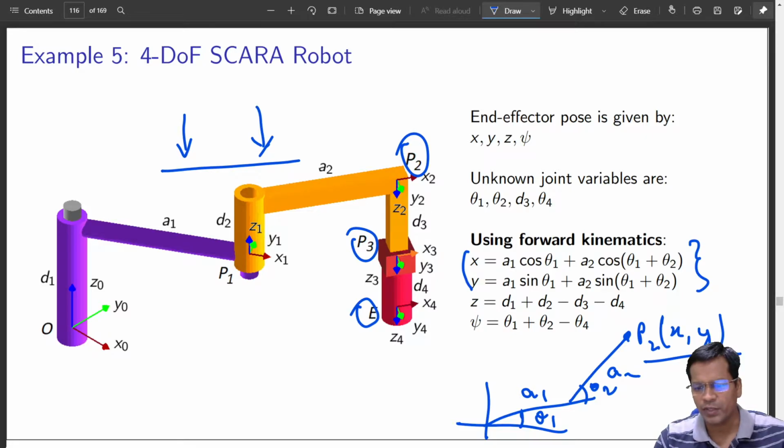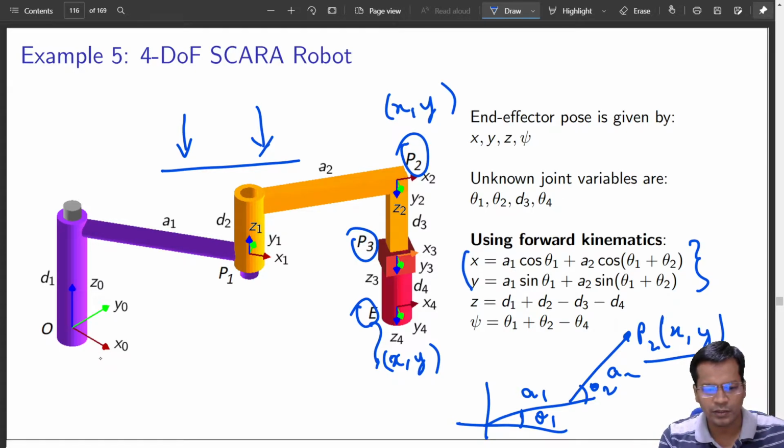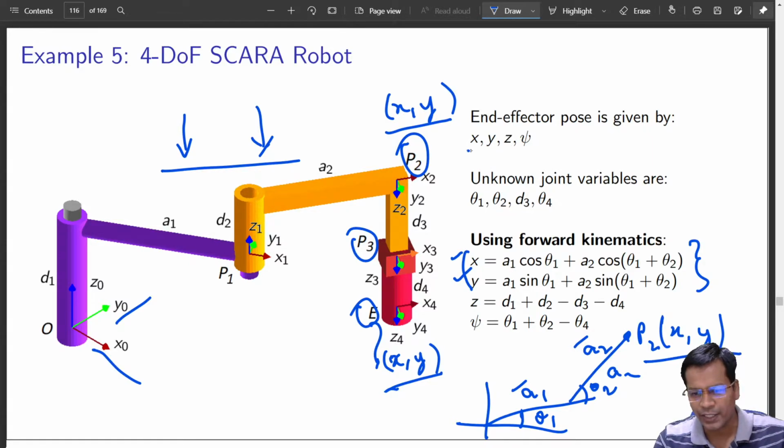The inverse kinematics of this is well known. If you know the xy of this end effector, that means point E, its x and y is exactly the same as the x and y of point 2 because it is vertically above that. So the xy of this is equal to the xy of this. That means for this two link robot with link lengths A1 and A2 and joint angles theta 1 and theta 2, the solution is well known. That means xy can directly be obtained using the given xy coordinate. Okay, done. This is first.